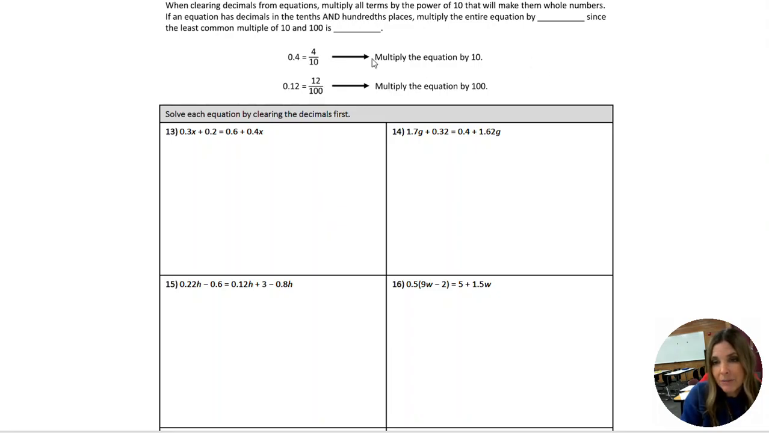So if you have numbers that are to the 10th place, you're going to multiply the equation by 10. If you have decimals that are to the 100th place, you're going to have to multiply by 100. And if you have decimals that are both to the 10th and the 100th place, then you have to multiply by the least common decimal. So it would have to be the 100th place.